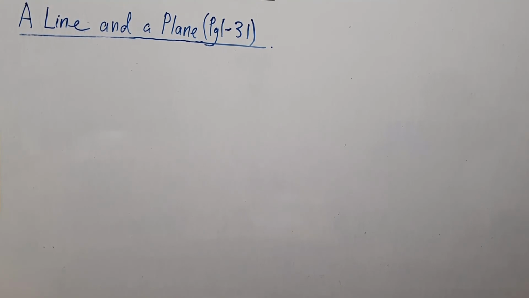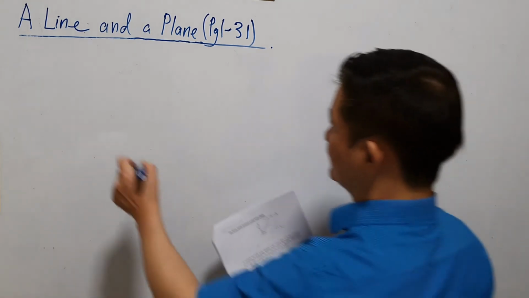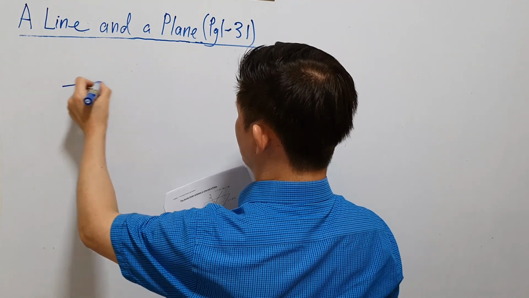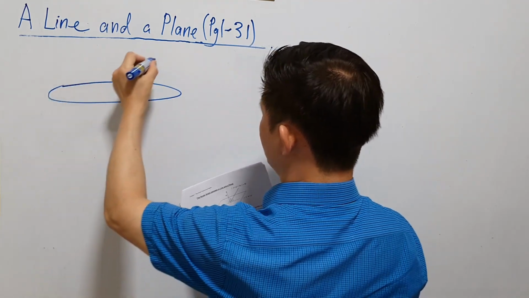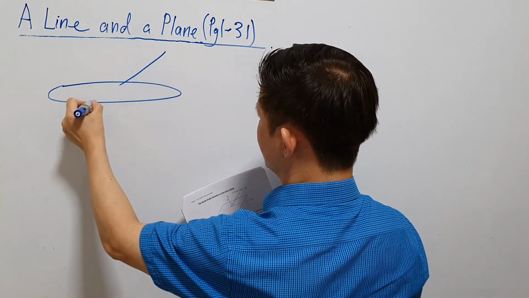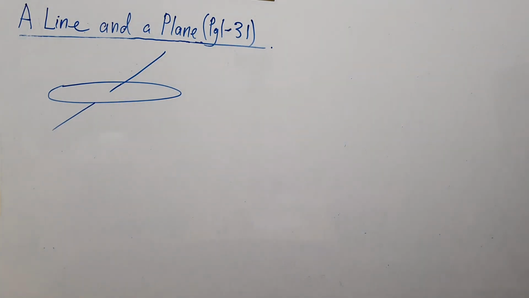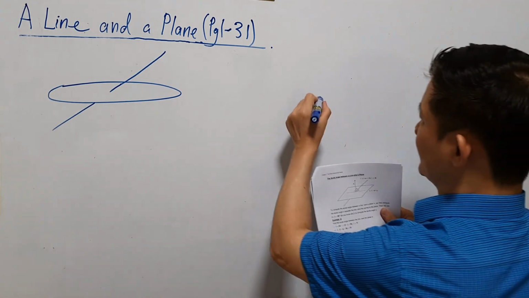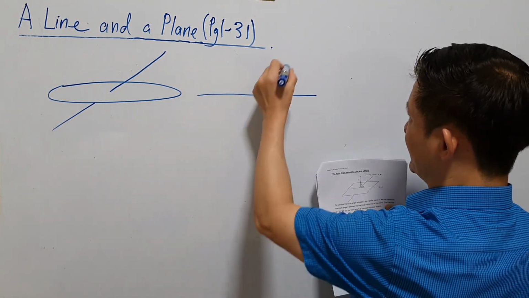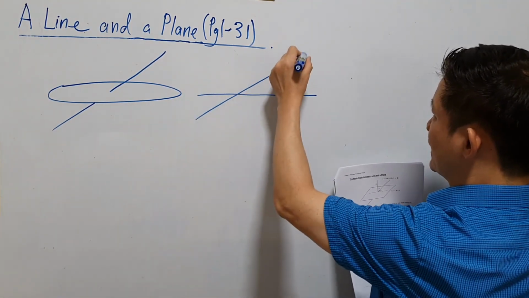Okay, in this section, we are interested to find the angle between a line and a plane. Alright, a line and plane. If you could remember, in my earlier video, I presented to you a plane and a line, and the angle between a line and plane. It's very hard to see from here. I'm going to draw the plane just like a straight line and then the line like this. Okay, this is a line and this is a plane.